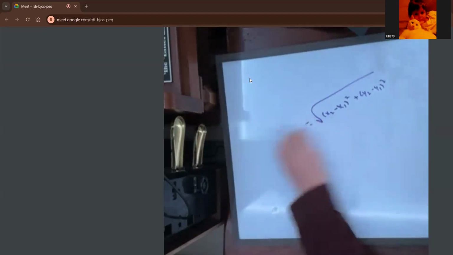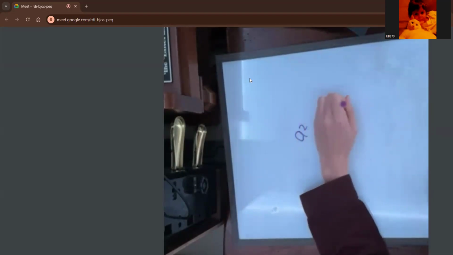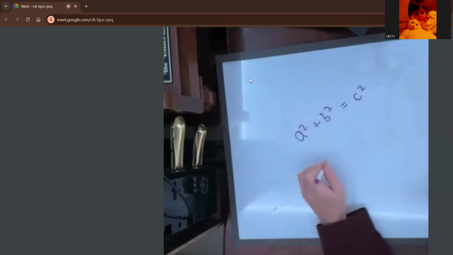Then, of course, you'll want to know your Pythagorean theorem: a squared plus b squared equals c squared. You'll want to know your SOHCAHTOA.